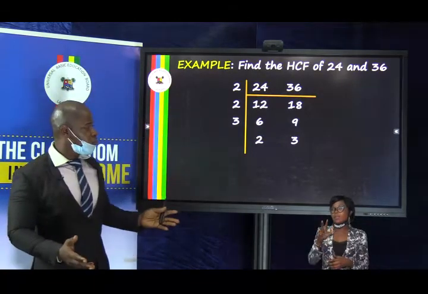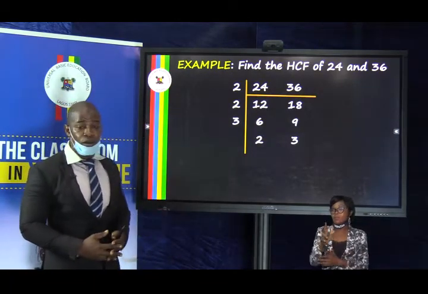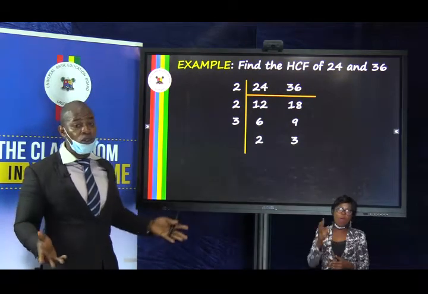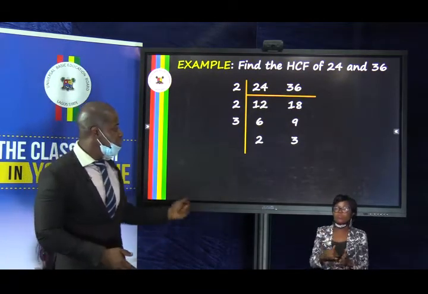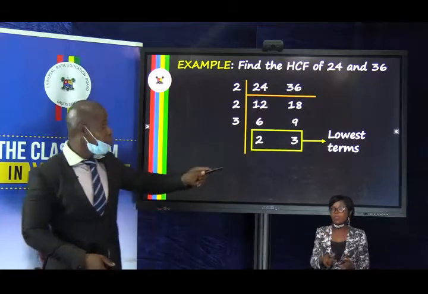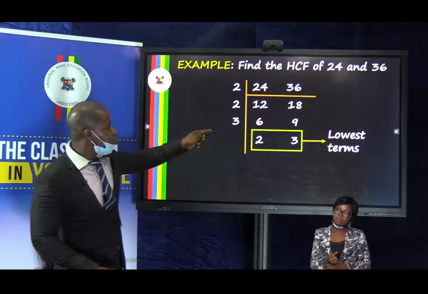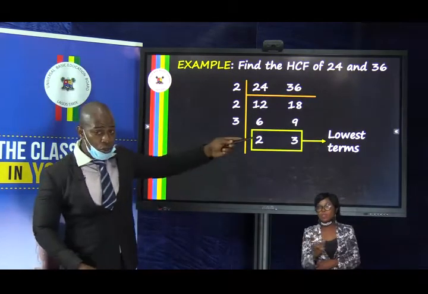So now nothing can go again in 2 and 3, except of course 1, and 1 will not reduce it further. So we say that these are the lowest terms. We'll come back to that. But these are the numbers that we need. These numbers, the common factors that we used to divide.